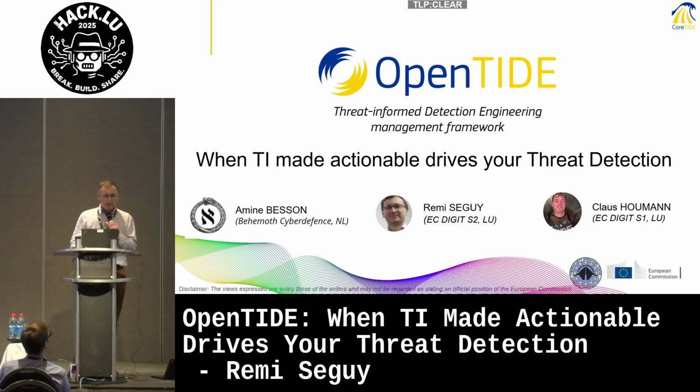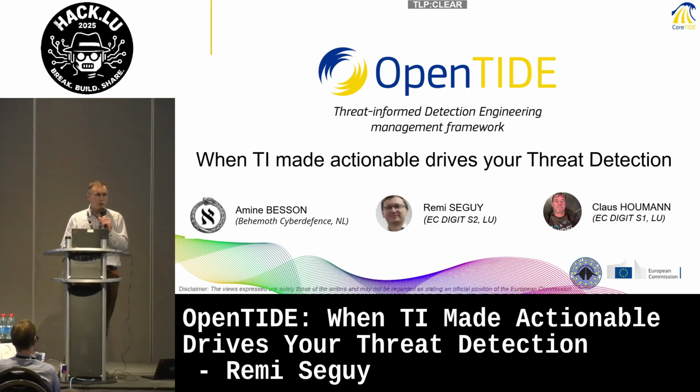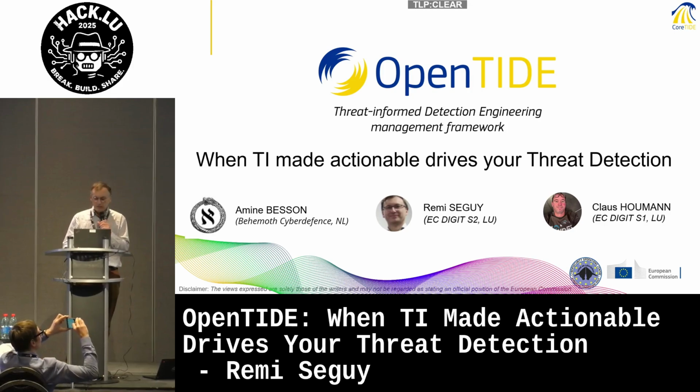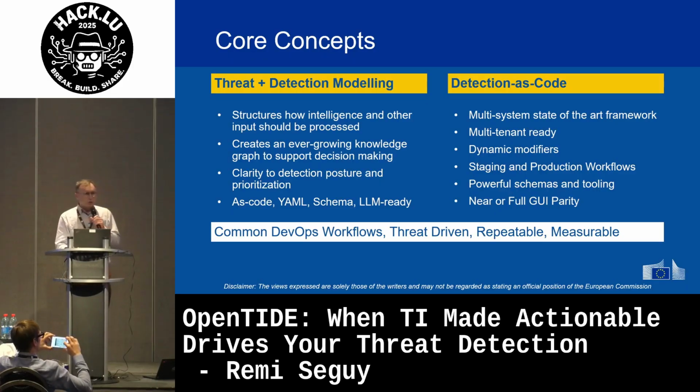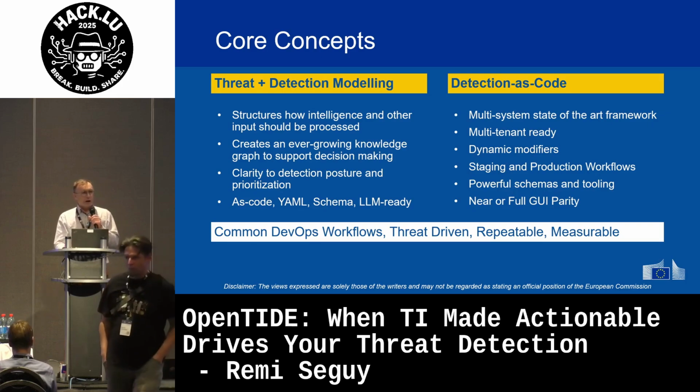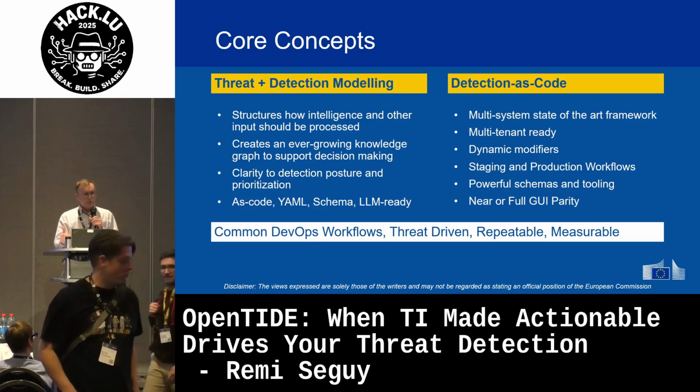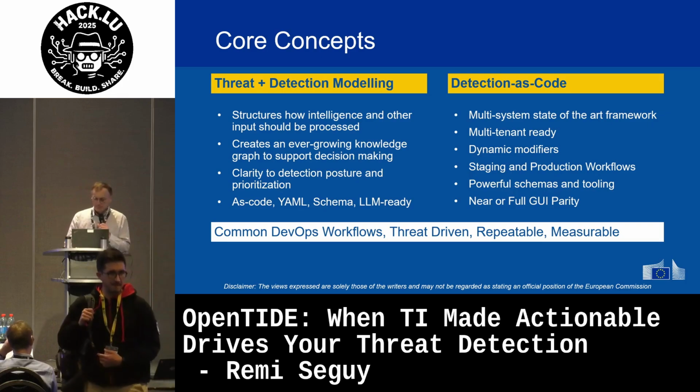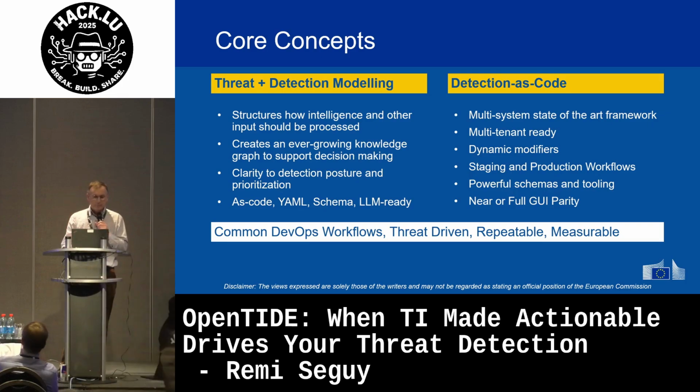I'm going to give an update on OpenTIDE, our management framework we have been developing since 2022. The core concept is to take all the threat intelligence we receive and turn it into structured threat vectors, a set of threat vectors, and to use them to drive how we are going to cover them with our detections, and to do that as code.